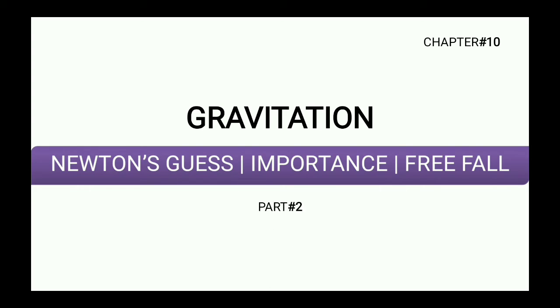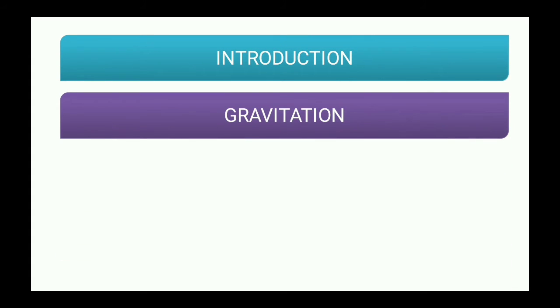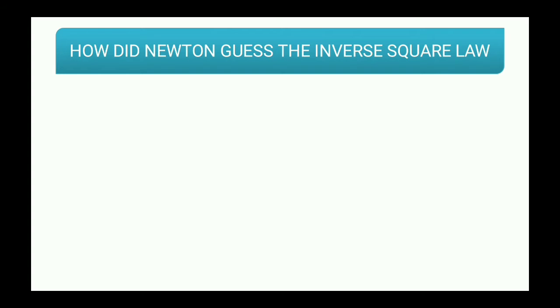And this is part number 2 of the lesson. Do you remember what we studied in the last session? In the last session, we had studied the introductory section of the chapter, and we had also studied gravitation along with its derivation. So to start with, we are going to ask ourselves, how did Newton gauge the inverse square law?